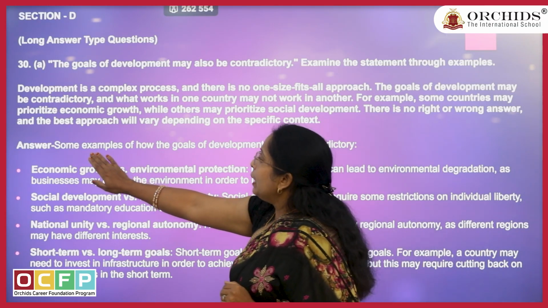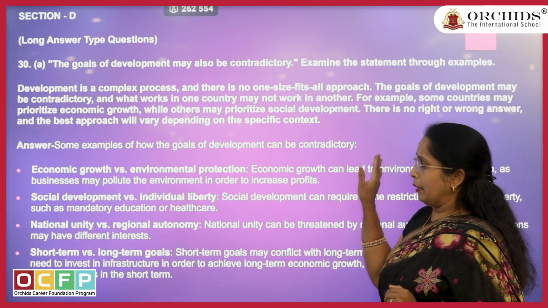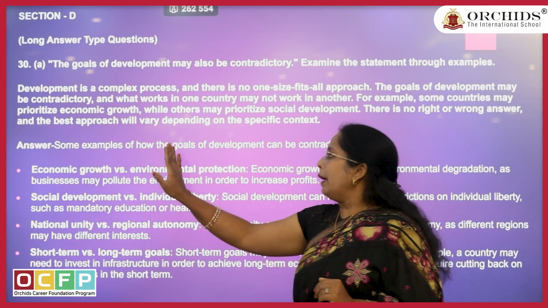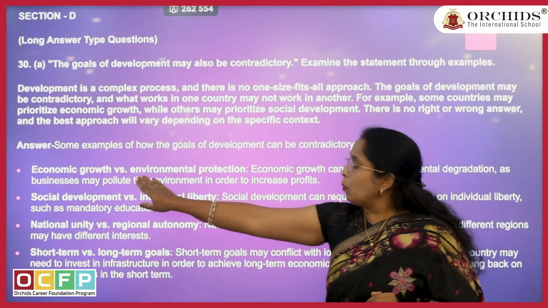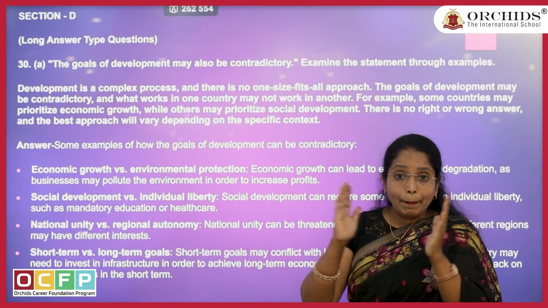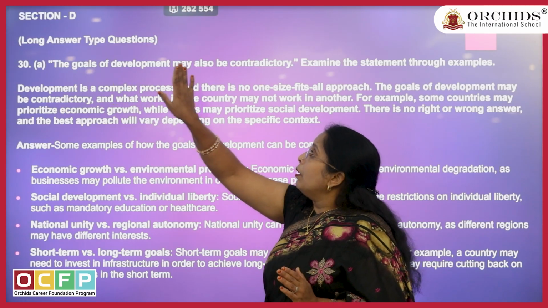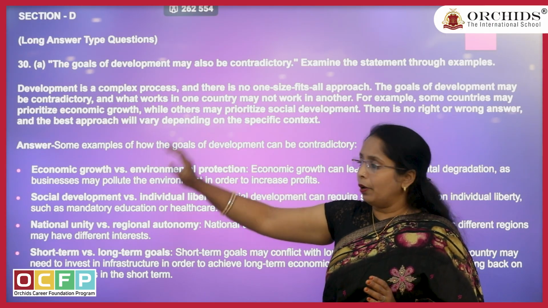The answer will be some examples of how the goals of development can be contradictory. First, economic growth versus environmental protection. These are versus, VS, you can see, it means two different concepts coming together for the purpose of the goals of development.